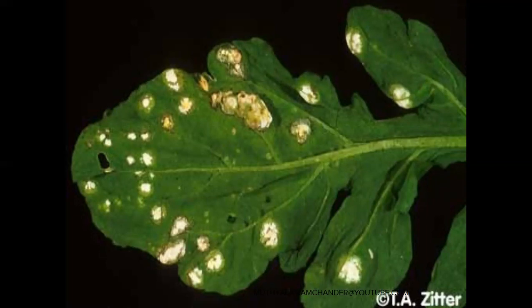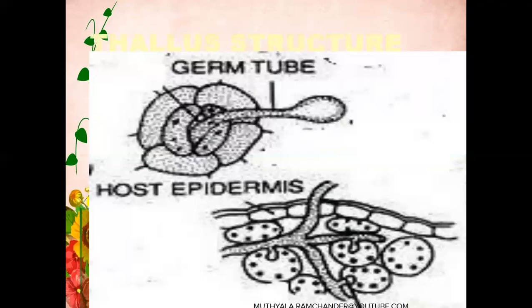Now, these fungi contain a thallus structure. Thallus means the fungal hyphae. The fungal hyphae are tube-like, branched, filamentous structures. They contain a thick cell wall. The cell wall is mainly made of cellulose, hemicellulose, and chitin. Below the cell wall, a thin plasma membrane layer is present. It is made of phospholipids and protein.